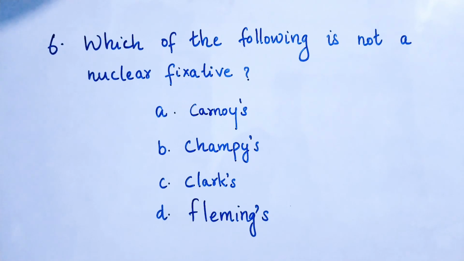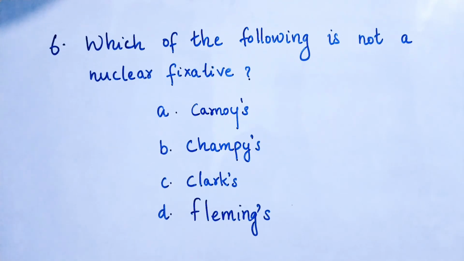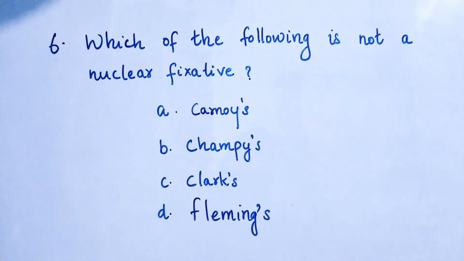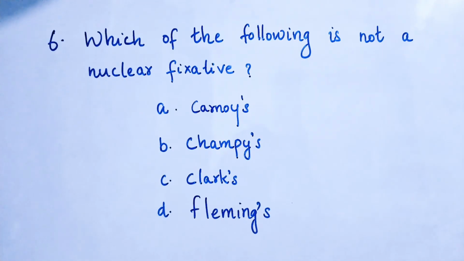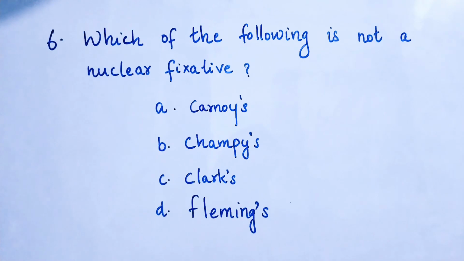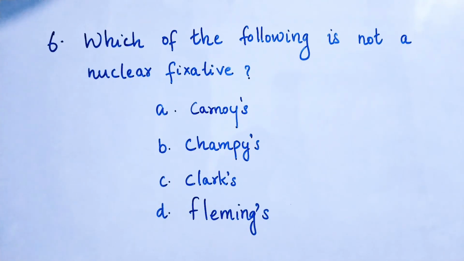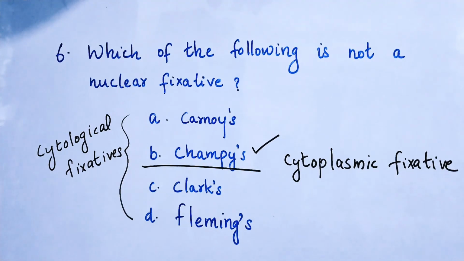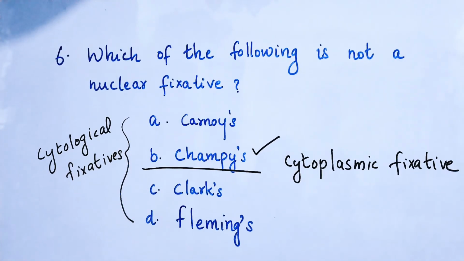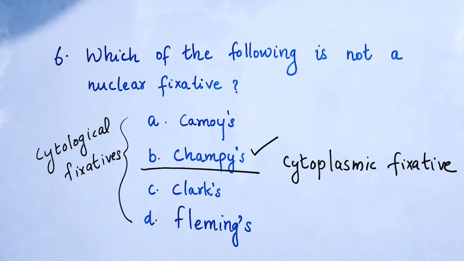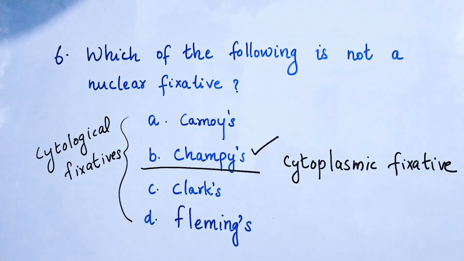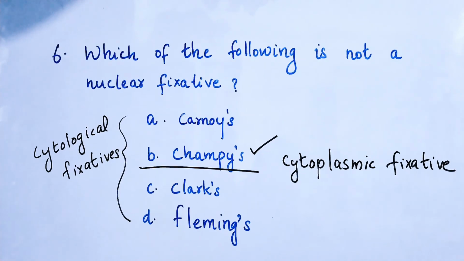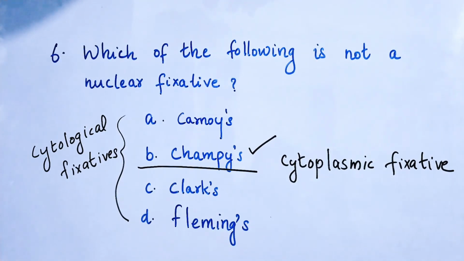Question number 6. Which of the following is not a nuclear fixative? Option A, Carnoy's, option B, Champy's, option C, Clark's, option D, Flemming's. The right answer is option B, Champy's fixative. Champy's fixative is a cytoplasmic fixative and all the others are nuclear fixatives. Carnoy's, Champy's, Clark's and Flemming's are all together called cytological fixatives.